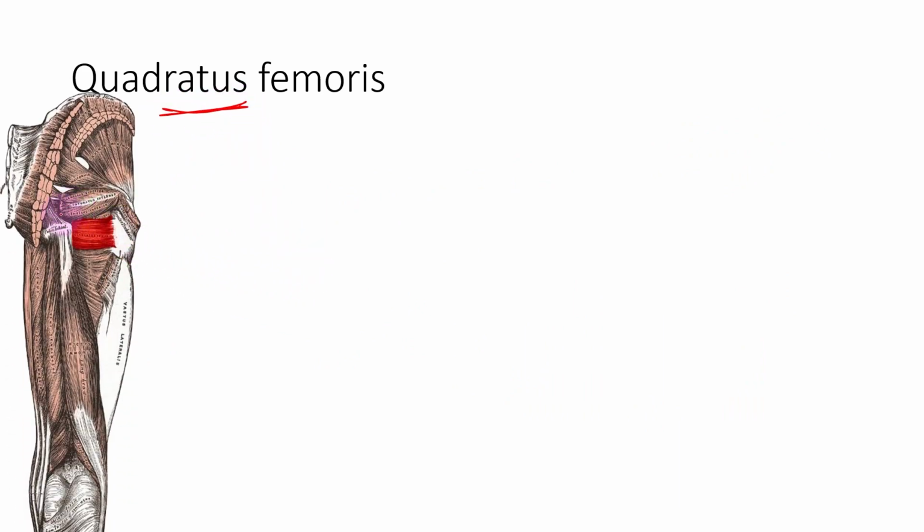In contrast, the quadratus femoris is found on the back, in the gluteal region. It is actually a muscle that is found deep to the gluteus maximus muscle. Now, this is the quadratus femoris, which is almost quadrilateral in shape. That is the reason why you have the name quadratus. Quadratus means quadrilateral in shape.